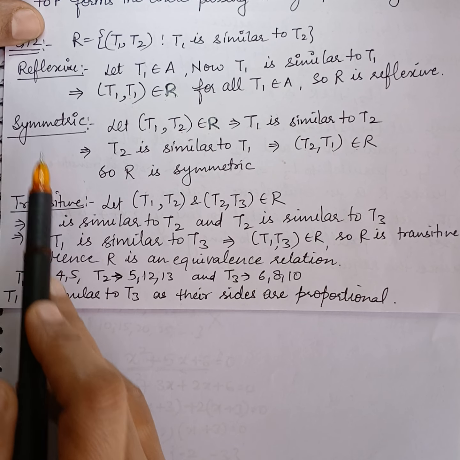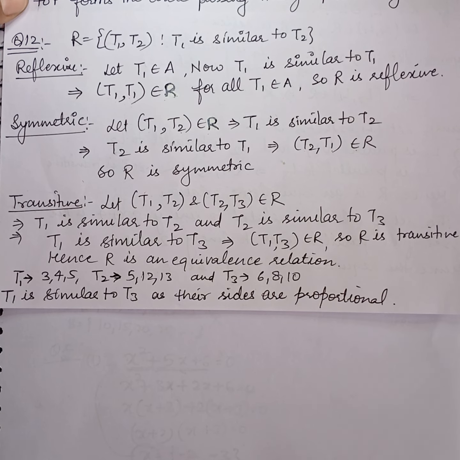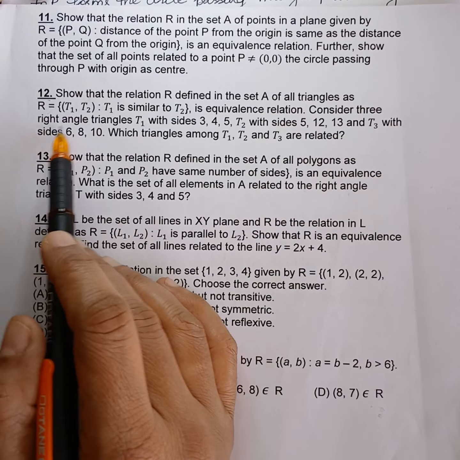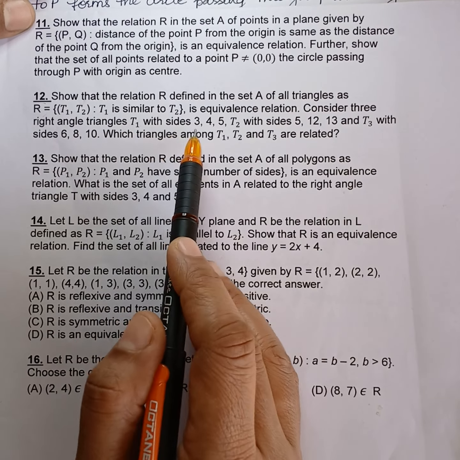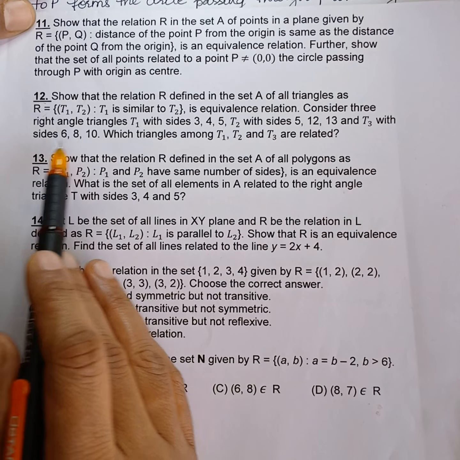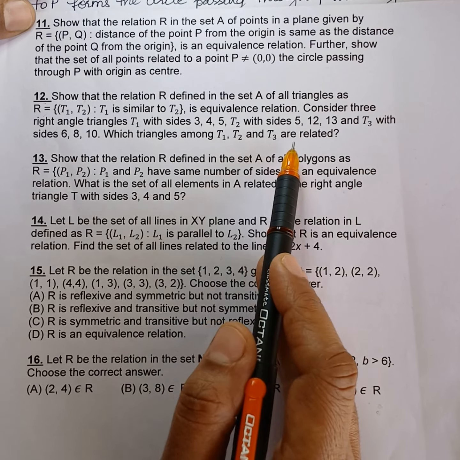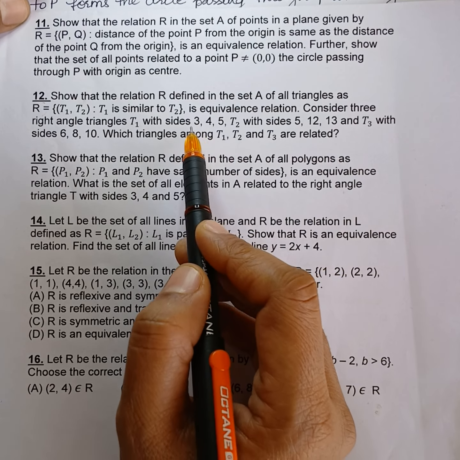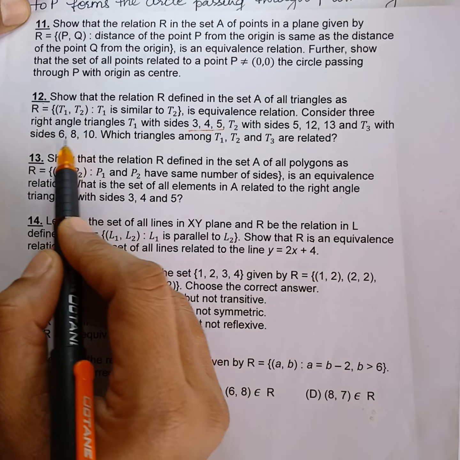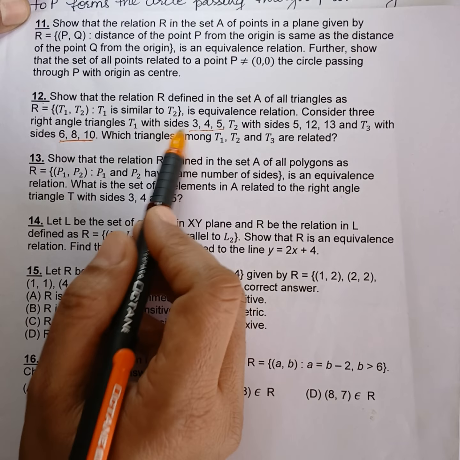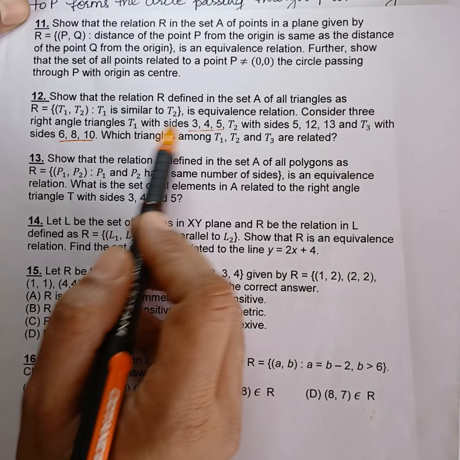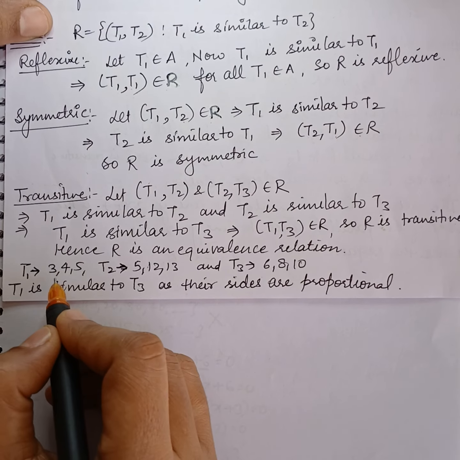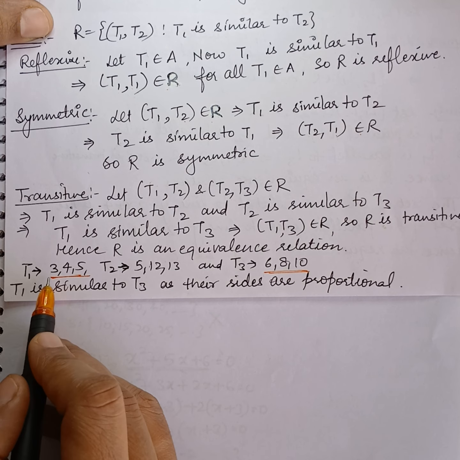R is reflexive, symmetric and transitive. So, hence R is an equivalence relation. What else are they asking here? They are saying consider three right angle triangles, T1 with these sides, T2 with these sides and T3 with these sides. Which triangles among T1, T2, T3 are related? When will they be related? When they are similar. Now, you can see that these sides and these sides are proportional to each other. So, it means these will be similar. So, T1 and T3 are similar because they have proportional sides.